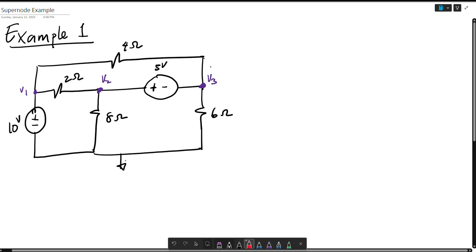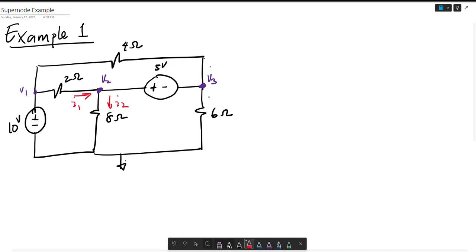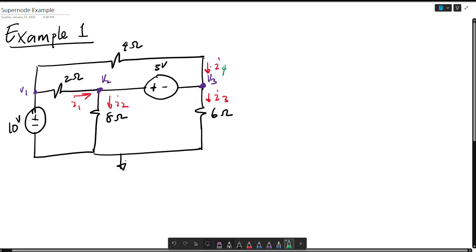And we're going to say that coming into V2 is I1, and I2 is coming out of it, and then I3 is coming out of it here, and I4 is coming into it here.